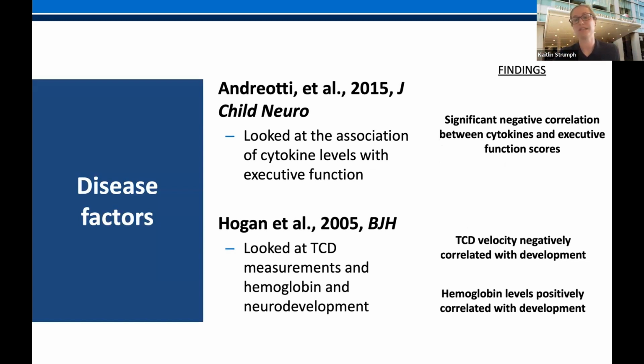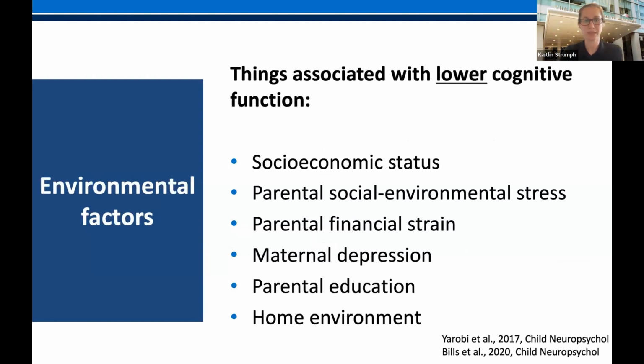And what they saw was that TCD velocity was negatively correlated with development. So we know that higher TCD velocities are associated with increased risk for having a stroke, which makes sense, right? If you have a higher TCD velocity, you likely have a higher risk for ischemic injury, and that would be negatively correlated with development. And then hemoglobin levels, as I talked about before, the better your hemoglobin, probably the less ischemic injury you have. And here we saw in this study that hemoglobin levels were positively correlated with development.